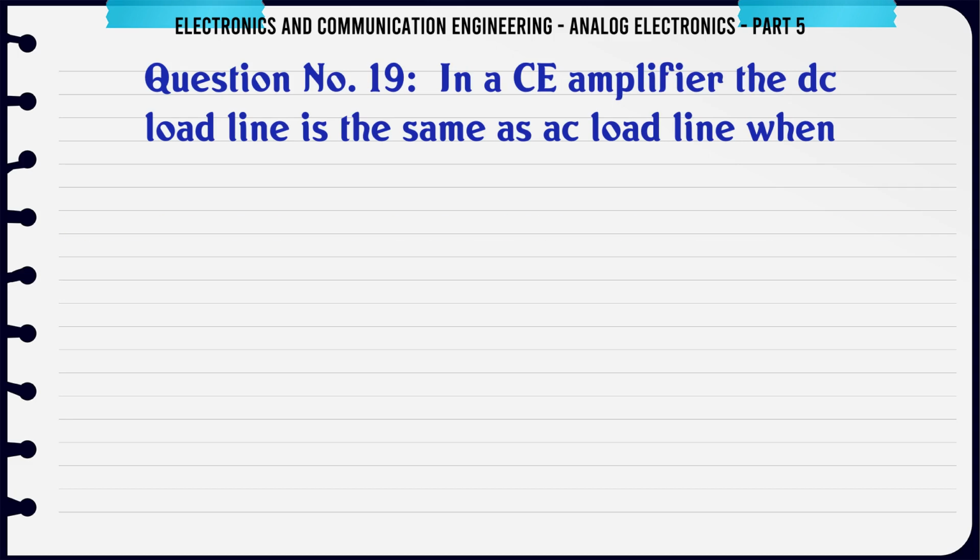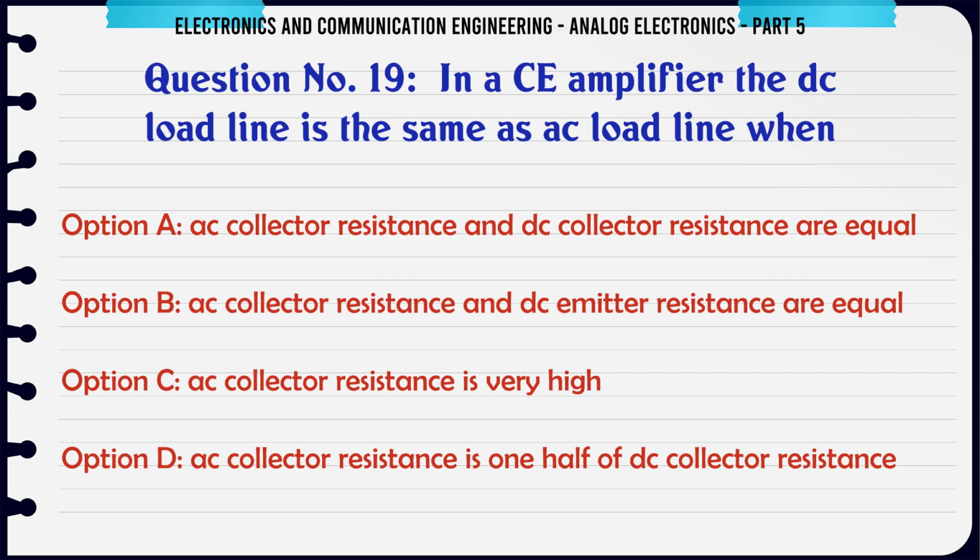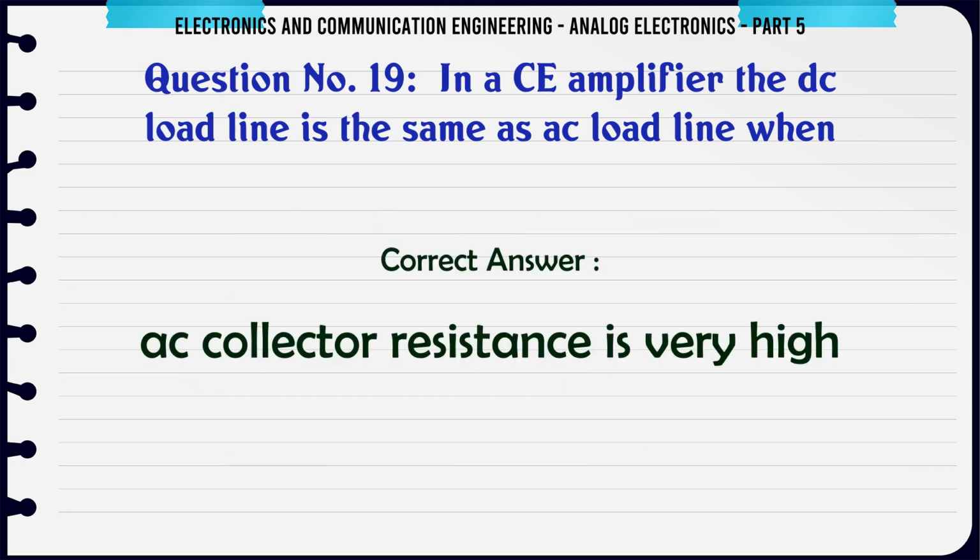In a CE amplifier, the DC load line is the same as the AC load line when A) AC collector resistance and DC collector resistance are equal, B) AC collector resistance and DC emitter resistance are equal, C) AC collector resistance is very high, D) AC collector resistance is 1/2 of DC collector resistance. The correct answer is AC collector resistance is very high.